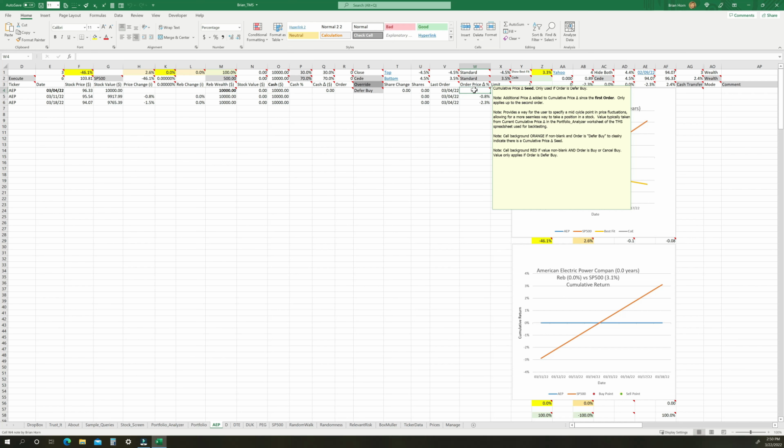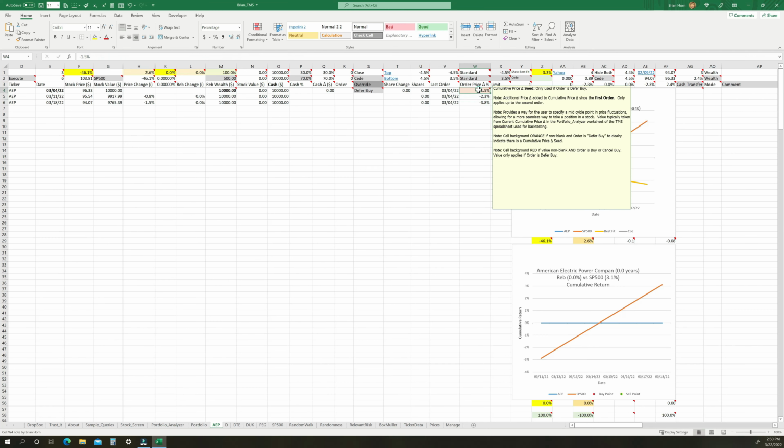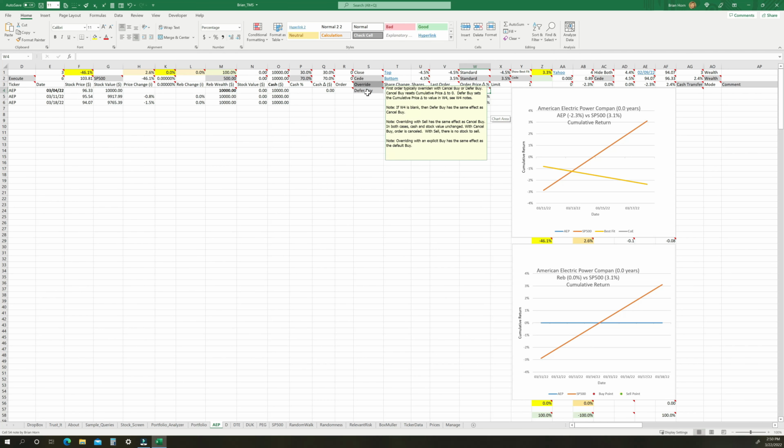You can also override with a defer buy, which uses an existing cumulative price change that you set in cell W4. Let's say you set it to minus 1.5%. You see this adds to the cumulative price change. If W4 has a value of 0, then defer buy is equivalent to cancel buy. So keep this method in mind to postpone the initial buy order.